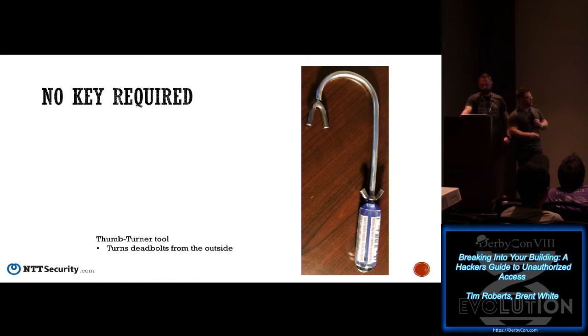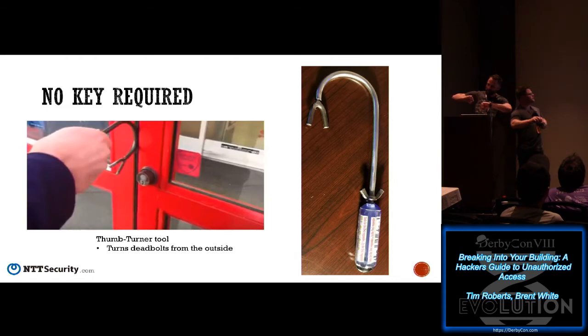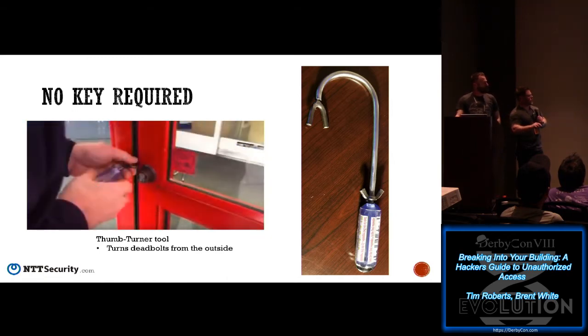So another tool, also made by the same company I showed you with the Zauer tool that goes over the strike plate, is a thumb turner tool. This is really useful in retail locations, like with sliding doors, because there's usually enough room to pull it open and get a gap.